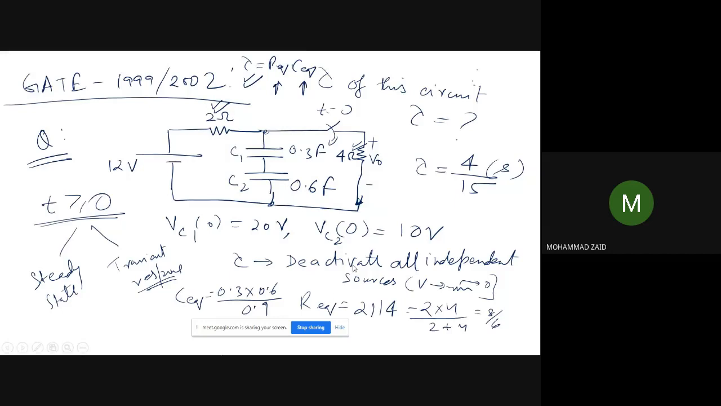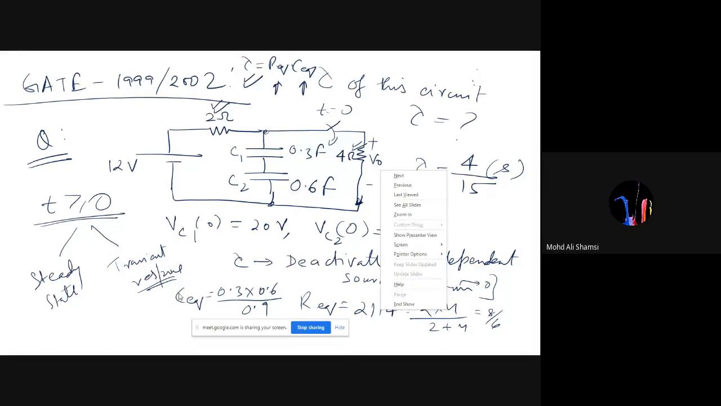Anybody would like to tell the answer? So 12 plus 18 e to the power minus 15 t by 4. Sir, 12 into 1 minus e to the power minus 15 by 40.